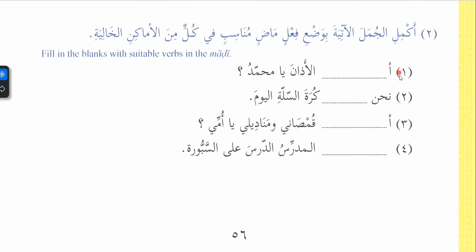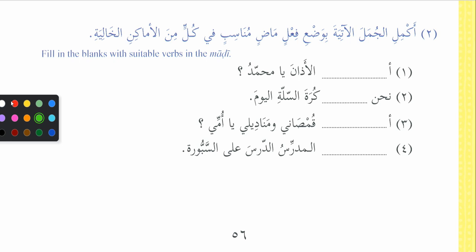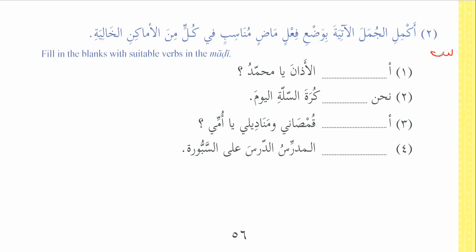Akmalil jumla means you need to complete these sentences, putting suitable verbs here. So let's see which verb we will use here. A dash al adhana ya Muhammad. Adhana, it is something you can hear. So we will use the past tense verb sami'a. So for you, I will write the verb, sami'a, right? This is our verb.